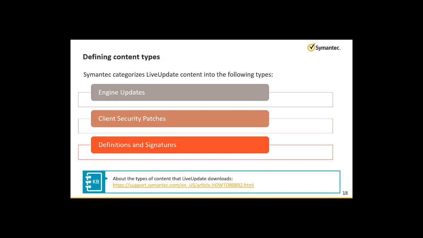Content definition types are shown on the screen. More information about Live Update content types is found in the Installation and Administration Guide. For example, more details on submission control signatures are found in the About Submitting Information About Detections to Symantec Security Response section. Note that Symantec does not currently push client upgrades through Live Update, only security patches.